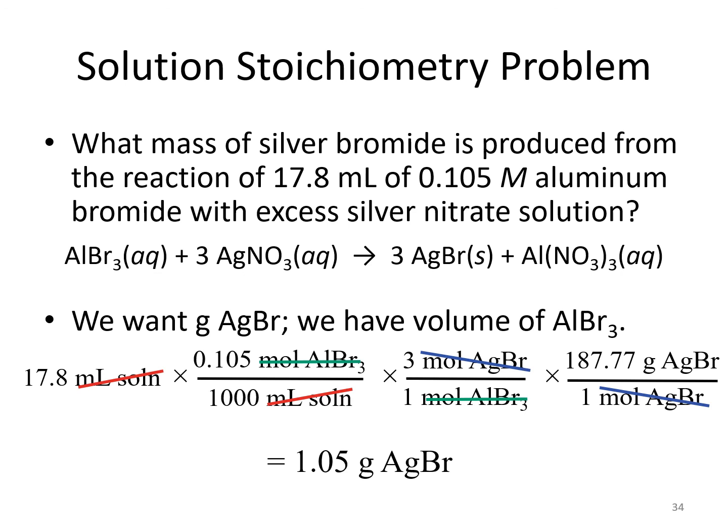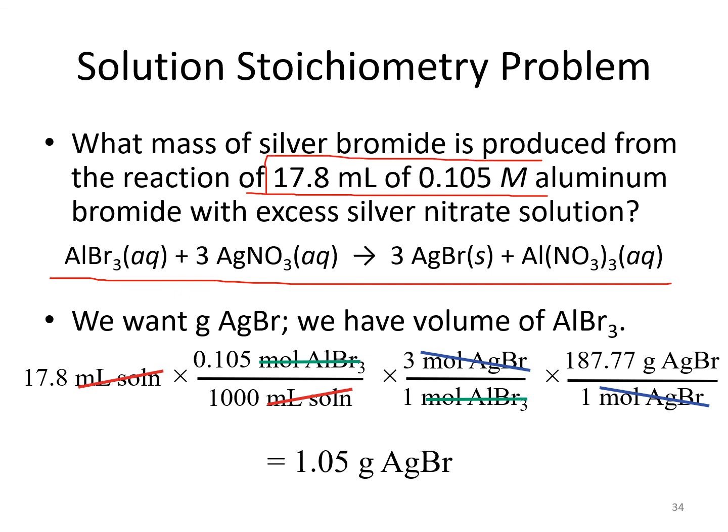So here we have a stoichiometry problem like we would have seen in chapter 9. But this time, instead of given grams, we're given volume and molarity. So the fundamental rule still applies, and the fundamental rule for stoichiometry problems is that in order to convert from one chemical to another chemical, you need to be in moles.